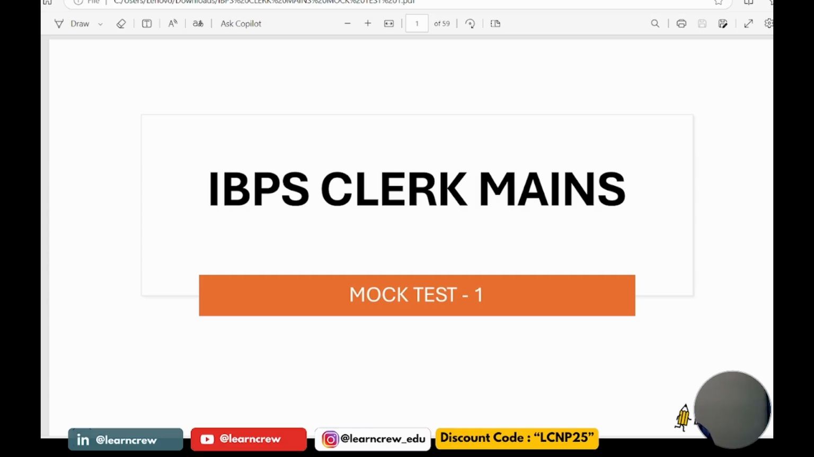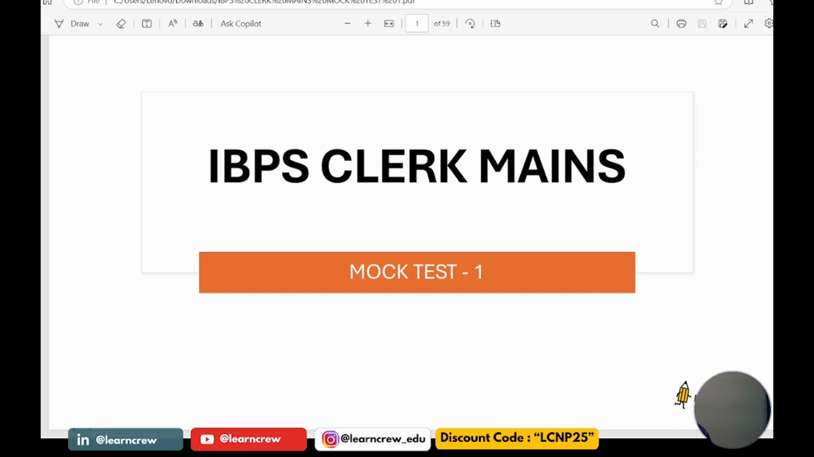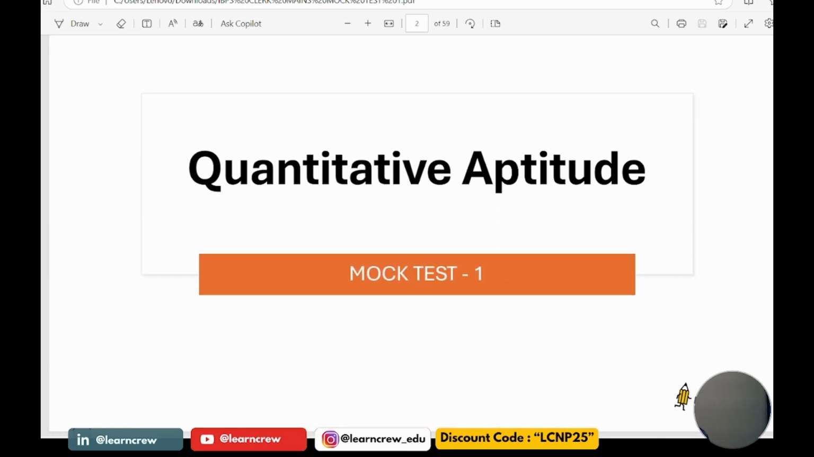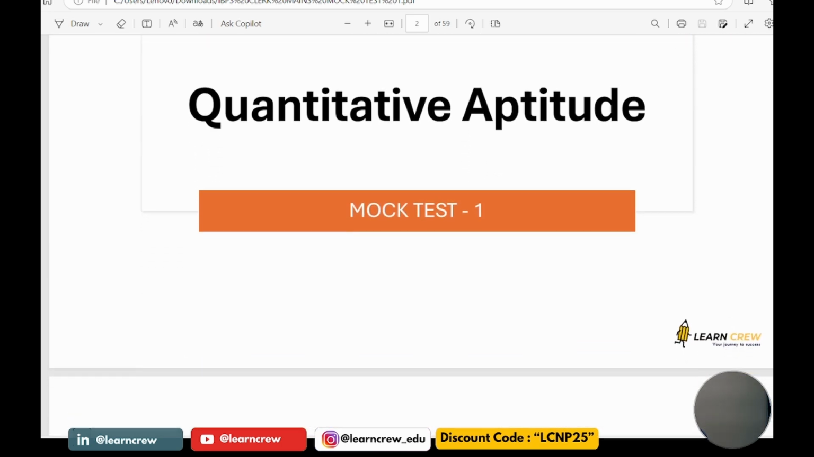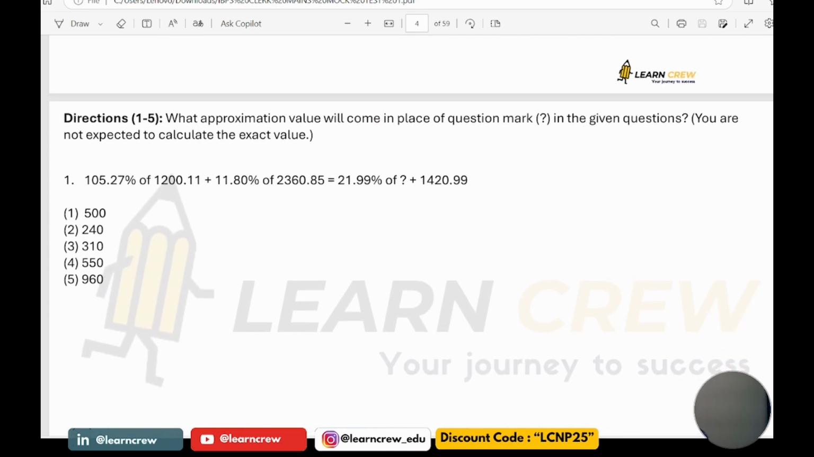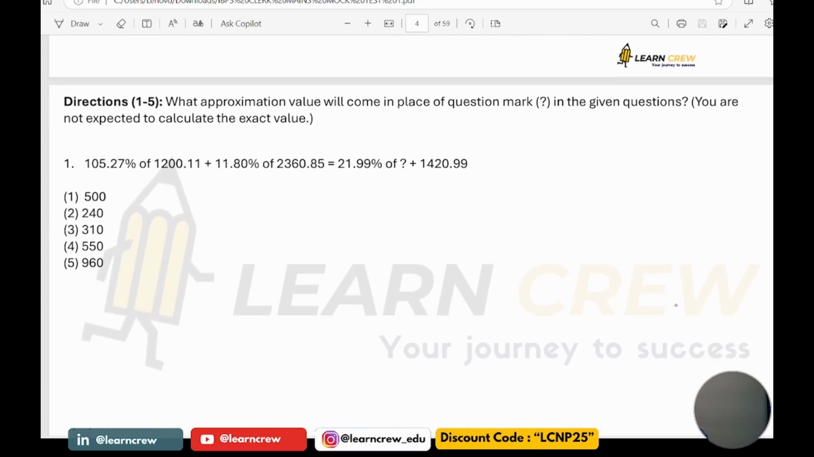So today we are going to start our first test, that is mock test 1, IBPS Clerk Mains. First, the quantitative aptitude part. The first 5 questions are based on approximations.